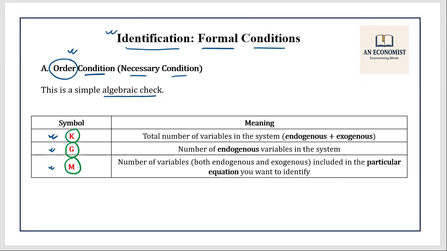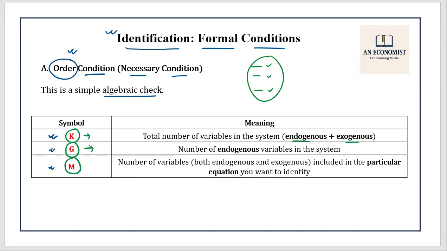First, understand what the variable k is. K is the total number of variables in a system of equations. Suppose you have a system of three equations: first equation, second equation, third equation. In all these three equations, what is the total number of variables present? Whether endogenous or exogenous doesn't matter. All the endogenous and exogenous variables together form k.